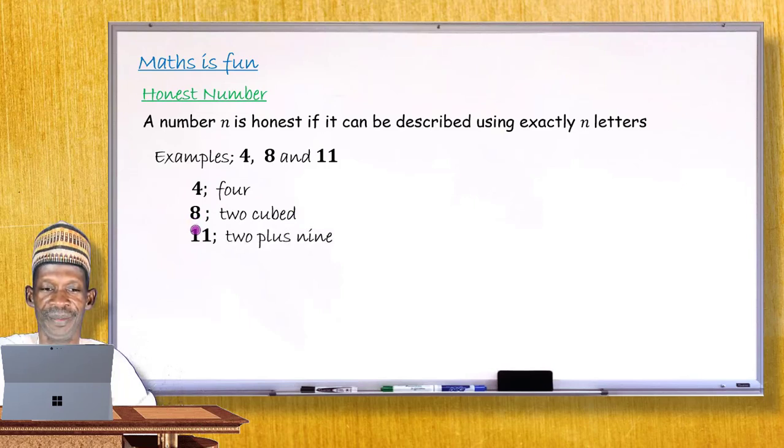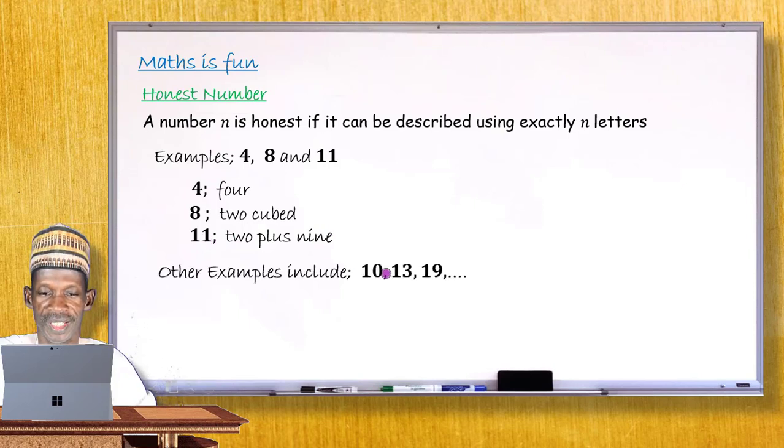Another honest number is 11. 11 can be described in words as 2 plus 9. If you count the number of letters there, they will give you exactly 11. So 11 is another honest number. Other examples of honest numbers you have here are 10, 13, 19, all these are honest, plus many more. And we shall see more examples of this special group of numbers in our subsequent lesson.